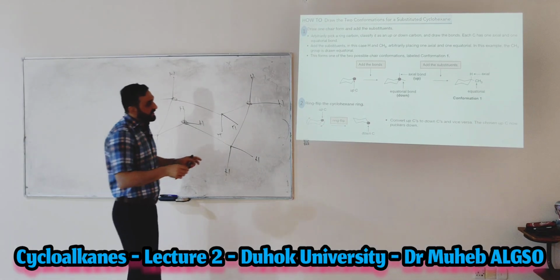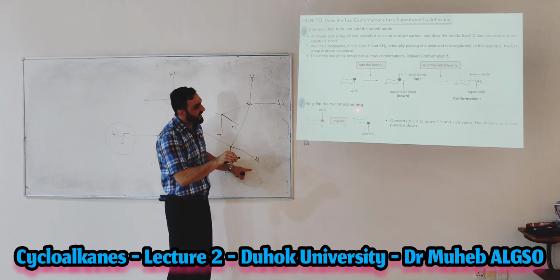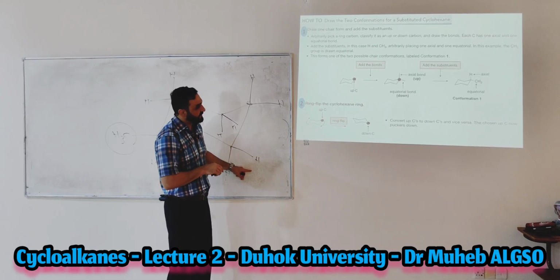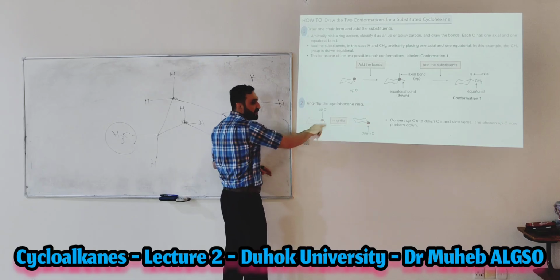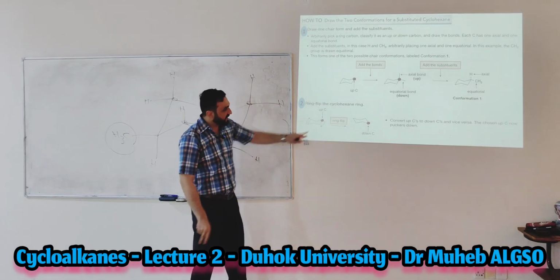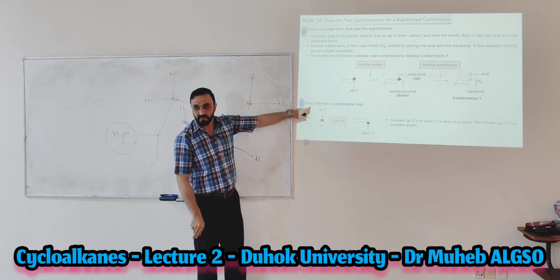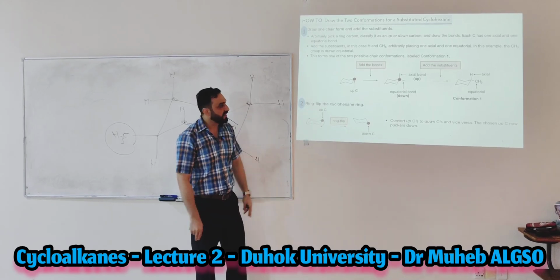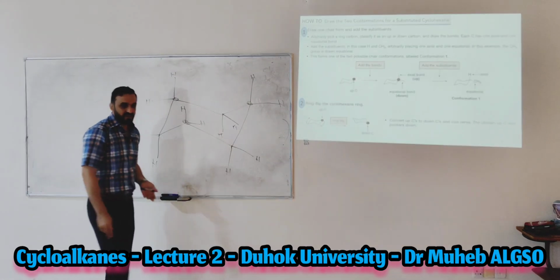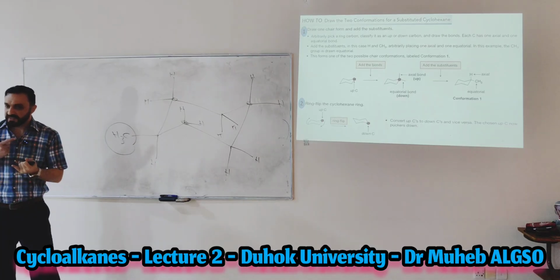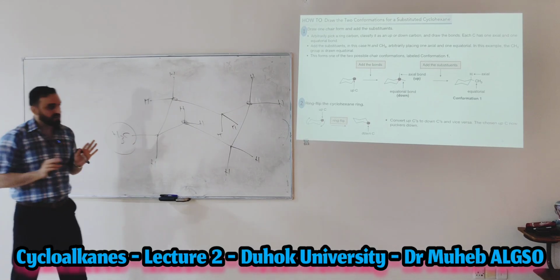Secondly, ring flip the cyclohexane. Okay? Ring flip of the cyclohexane. So, when the ring is flipping, I told you before that the up carbon will be down, and the down carbon will be up. And this gives you the second conformation of the cyclohexane.